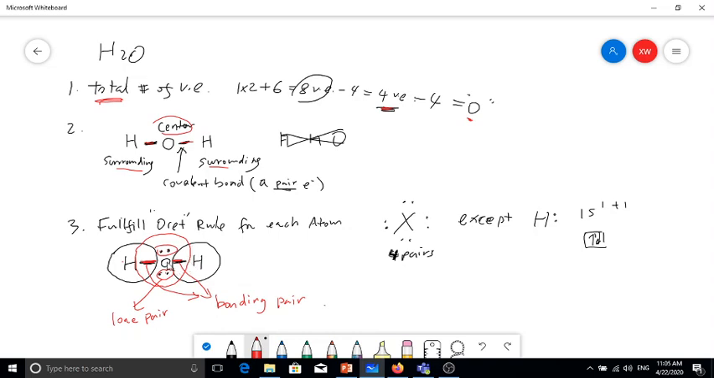So when you count pairs around any atom, including surrounding and central atoms, you need to add up bonding pairs and lone pairs, totaling 4 pairs. It doesn't matter how many bonding pairs or how many lone pairs you have. You have to have 4 pairs in total, except hydrogen. In this case, oxygen has 2 lone pairs and 2 bonding pairs. That makes up 4 pairs perfectly. So this is the Lewis structure of water.